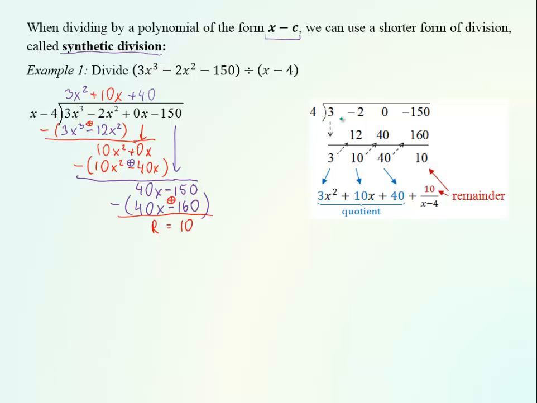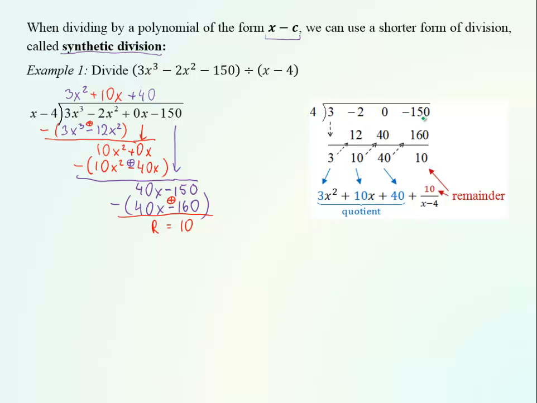So how can we see this in a short division? Well, first of all, we're going to write only the coefficients of the polynomial. So instead of the entire polynomial, we'll write 3, negative 2, 0, negative 150 under the division sign. And then in front, we are going to use the opposite number to whatever we see in this divisor polynomial. So it's x minus 4, we're using 4. Divide by 4. That will accommodate for the change in sign. We don't have to worry about switching signs when we subtract anymore.